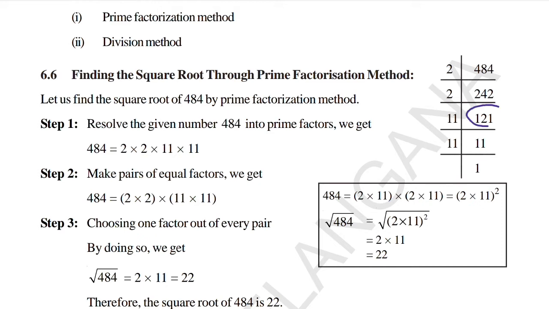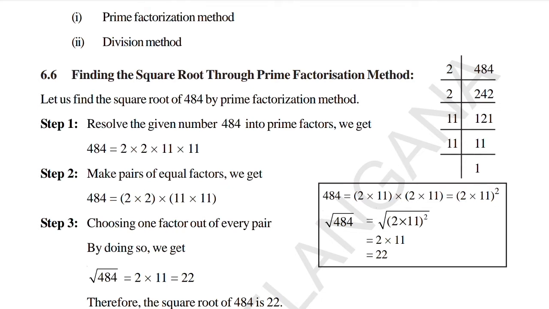Next, 121 does not come in the 2 table, so go for the next prime number, that is 3. 121 does not come in the 3 table, so go for the next prime number 5. It also does not come in the 5 table. Next 7, it also does not come. Next 11: 11 elevens are 121, and 11 ones are 11. So finally we got 1 here. So let us write 484 equals 2 into 2 into 11 into 11. So this is step 1.